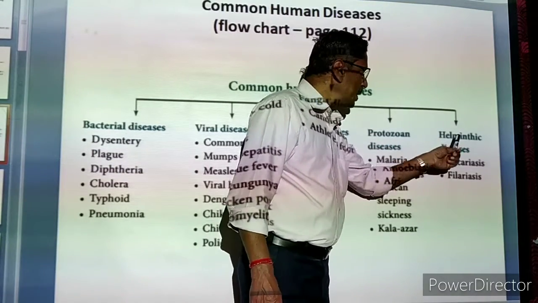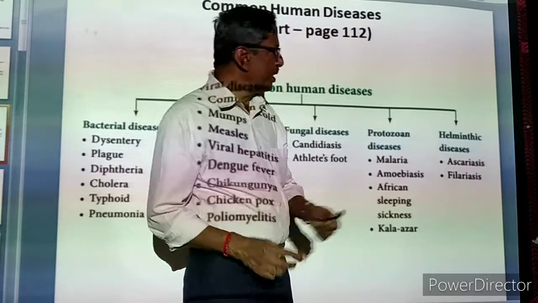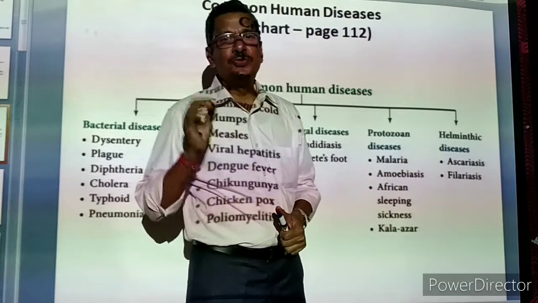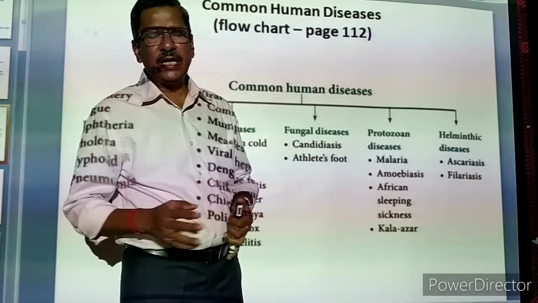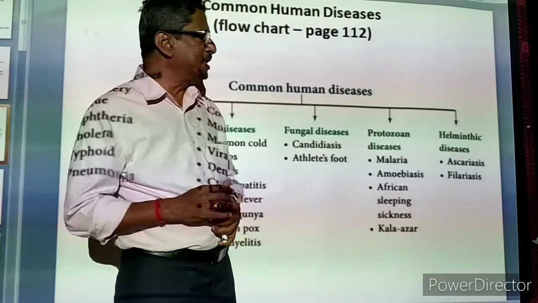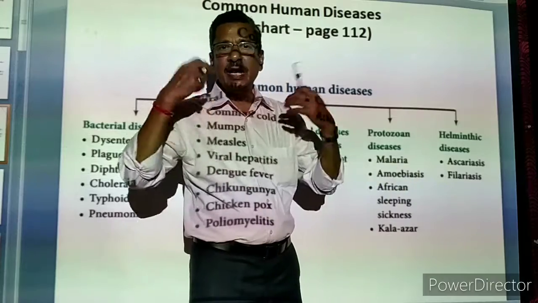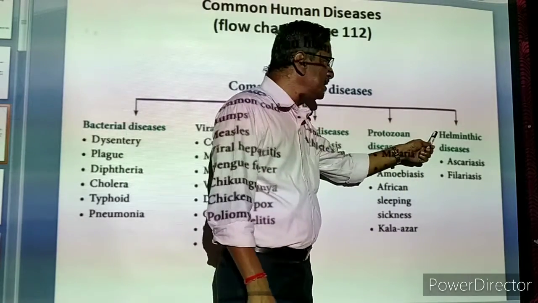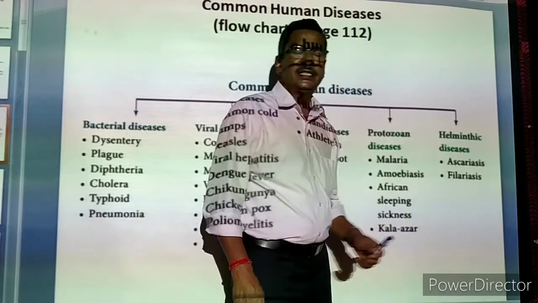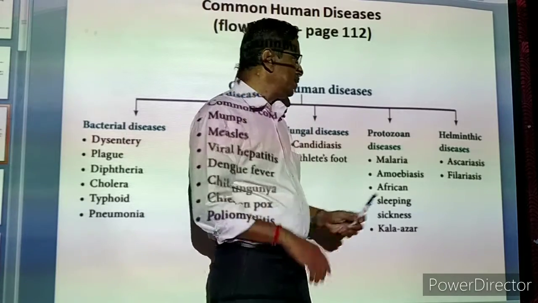Now we are coming to the last one: helminthic diseases. I already told you, helminth means worms. There are so many worms: earthworm, roundworm, tapeworm. But there are some worms which are parasites. They can enter into our body and cause disease. So, helminthic diseases, we have to call them worm diseases.